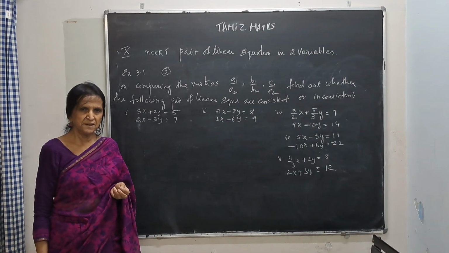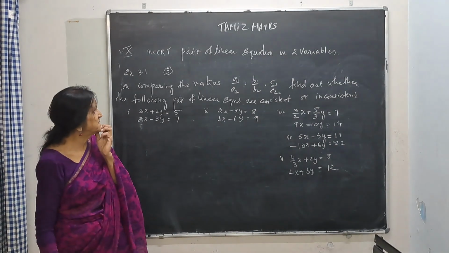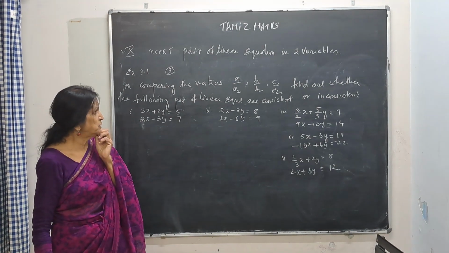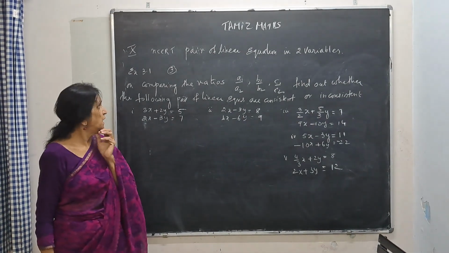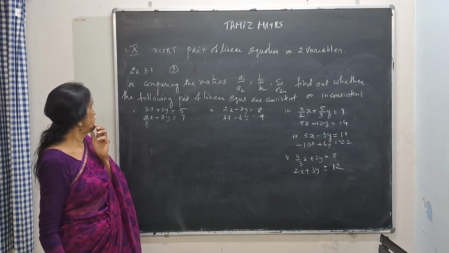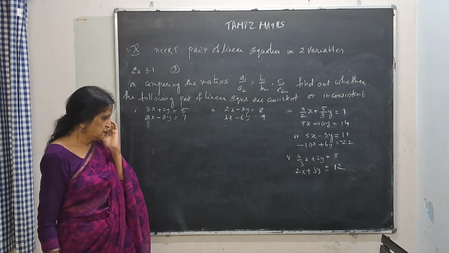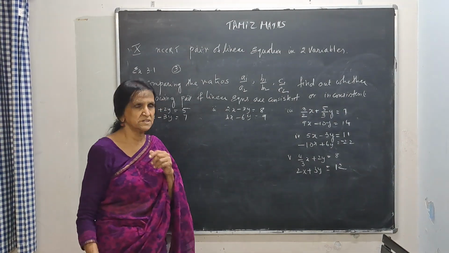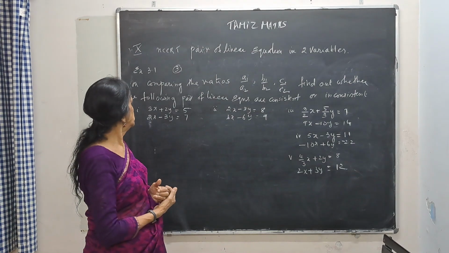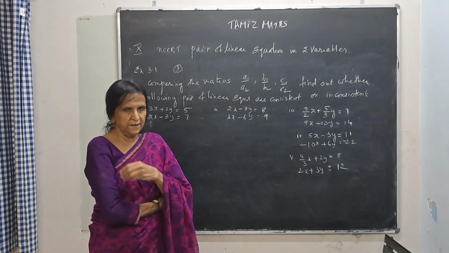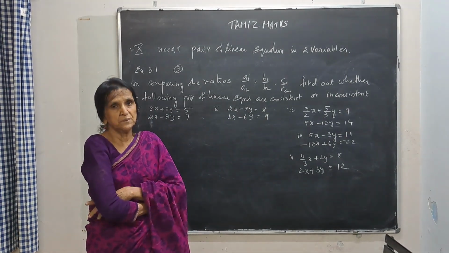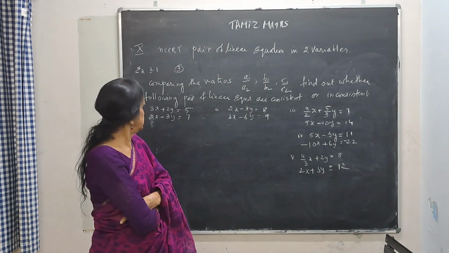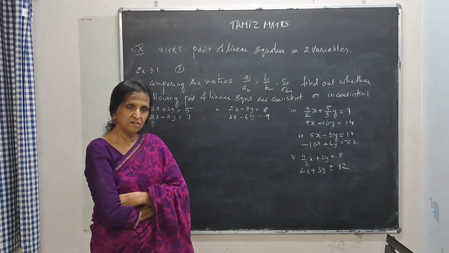Welcome to Tamis Maths. It's our 10th standard NCERT pair of linear equations in two variables, exercise 3.1, problem number 3, and there are many subdivisions in that we will see. He is asking you, on comparing the ratios A1 by A2, B1 by B2 and C1 by C2, to find out whether it is consistent or inconsistent.